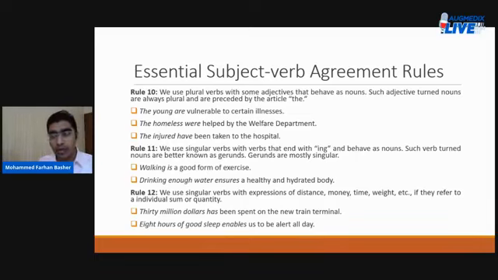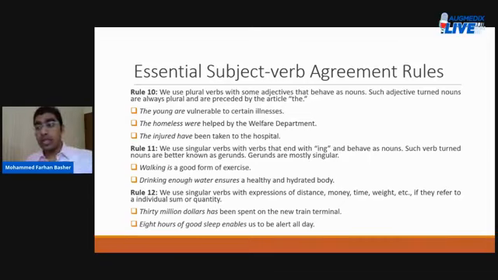Adjective-turned nouns. And when these adjectives have been turned into nouns, they have become plural in number. And when we do so, of course, we must make sure that we put the article the before such adjective-turned nouns. And then they become a plural subject. Therefore, since they're plural, the verbs that follow them must be plural in number as well. So the young are vulnerable to certain illnesses. The homeless were helped by the welfare department. The injured have been taken to the hospital.